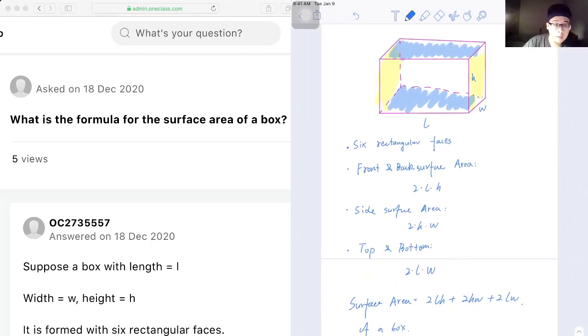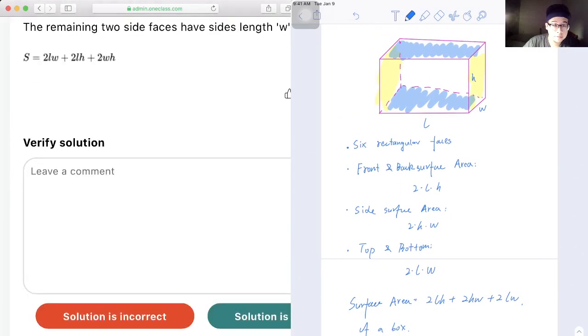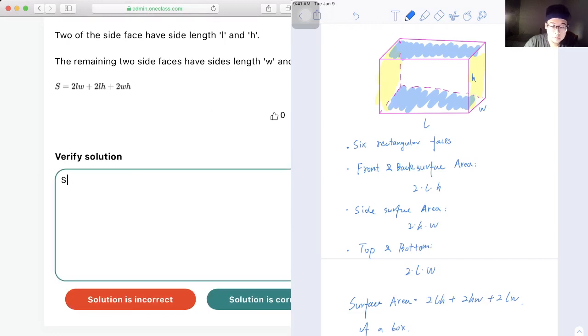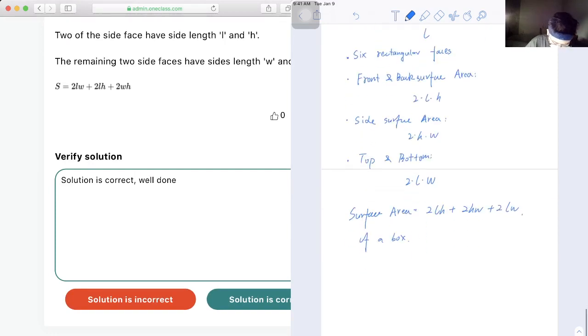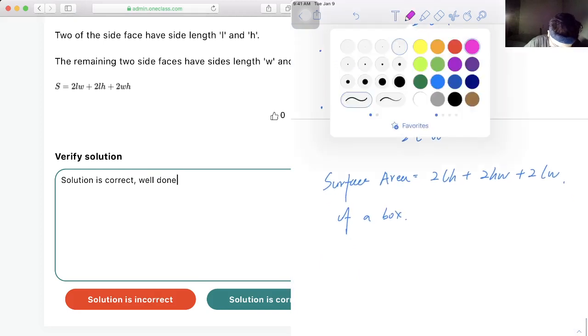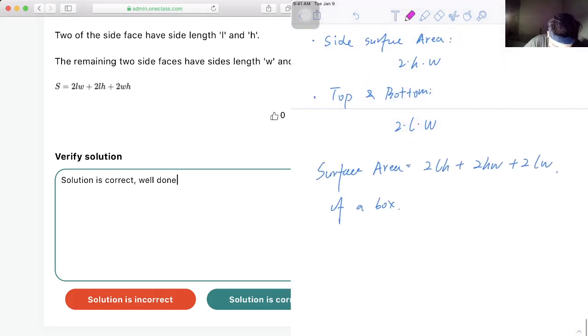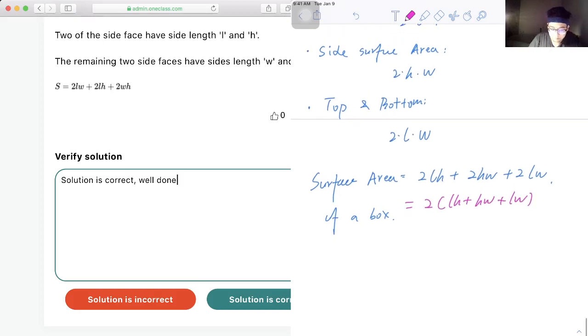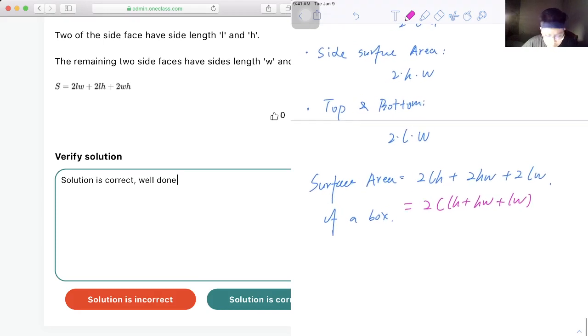So let's leave a comment. Solution is correct. Well done. Oh, and just one more thing. You can also take the 2 out and then put all the other things in a bracket. So exactly the same thing.